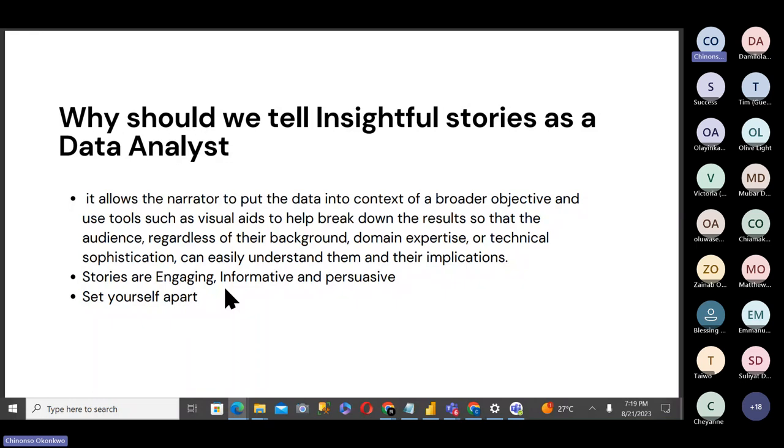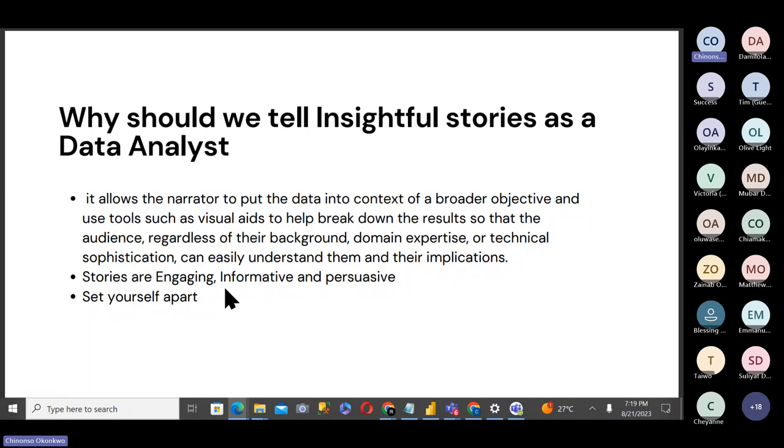Make your stories informative. How are you passing insightful information if there is no information to begin with in your dashboard? At the end of it, your story should also be able to persuade them to take certain actions, that if you do not do this, this could happen. This is where we talk about forecasting. You can also bring forecasting into your data visualization story: in years to come, this is what we expect would happen, so you might need to do this, or based on historical data, this is what we can tell.